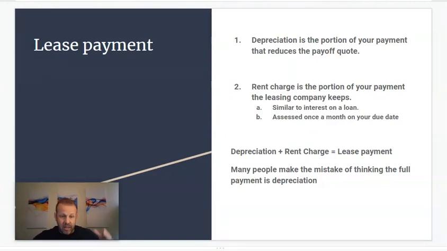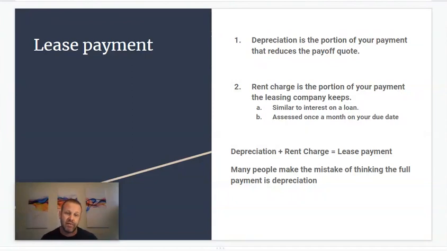The difference between the net capitalized cost, the starting price of the car, and the residual value is how much you have to pay during your lease. And so a portion of your payment, known as the depreciation, is what gets applied each month as you pay to lower the cost of the car closer and closer to the residual value. But not all of your payment is depreciation.